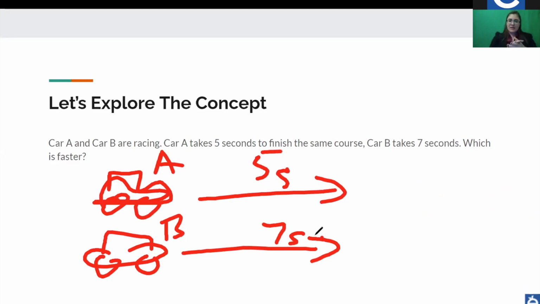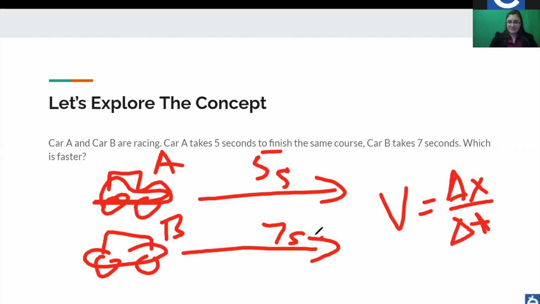Okay, so which car is the faster car? Intuitively, you know it's A, it's doing the job in fewer seconds because velocity is change in x over the change in t. Smaller t is a bigger v. Clear this, moving on.